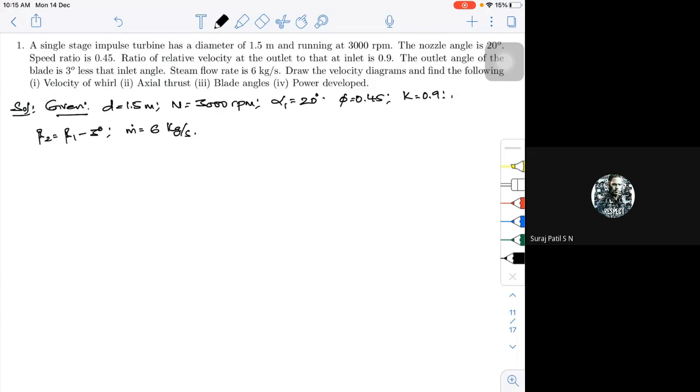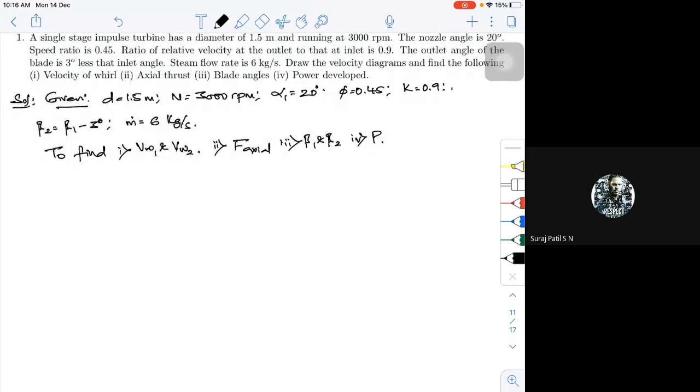What are we supposed to find? The first thing, the whirl velocities VW1 and VW2. Then the second thing is your axial thrust. The third one is both my beta angles, beta 1 and beta 2. And the fourth one is the power developed, P. So these are the things which we are supposed to find. Before we proceed, let's first draw the velocity triangle.